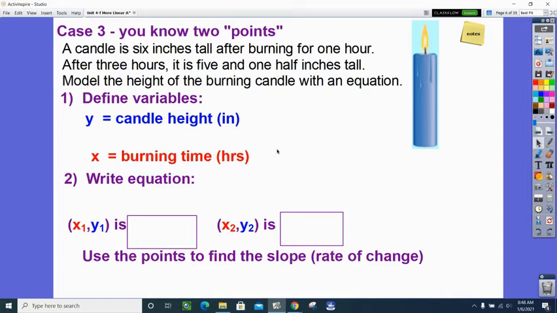So now, can you write the 2 points? Get these two into coordinate points. So one of the points should be 1, 6. And now be careful, because they're in a different order here. The other one should be 3 and 5.5. Okay, so now we need to write an equation. So we need to find the rate of change. So right now your job is to find the slope of these 2 points.